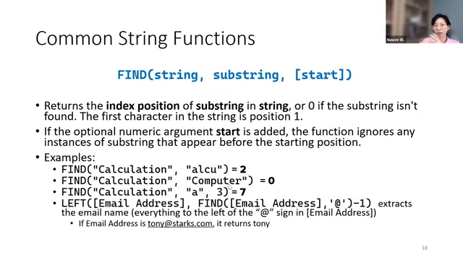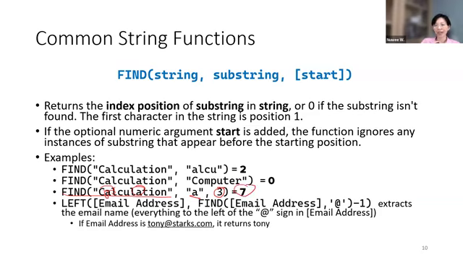Find returns the position of the substring in the string, or if it's not found, it returns 0. Optionally, you can also specify a numeric start argument to set the starting position. For example, if you say find "Calculation A", you want to find A, and you start from 3, that means it will overlook this A and start from here. It will find this A here, which is at position 7.